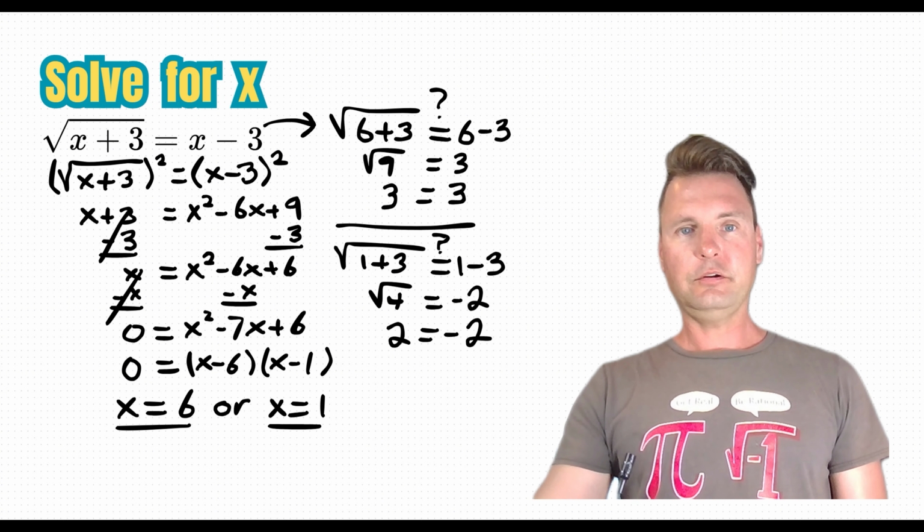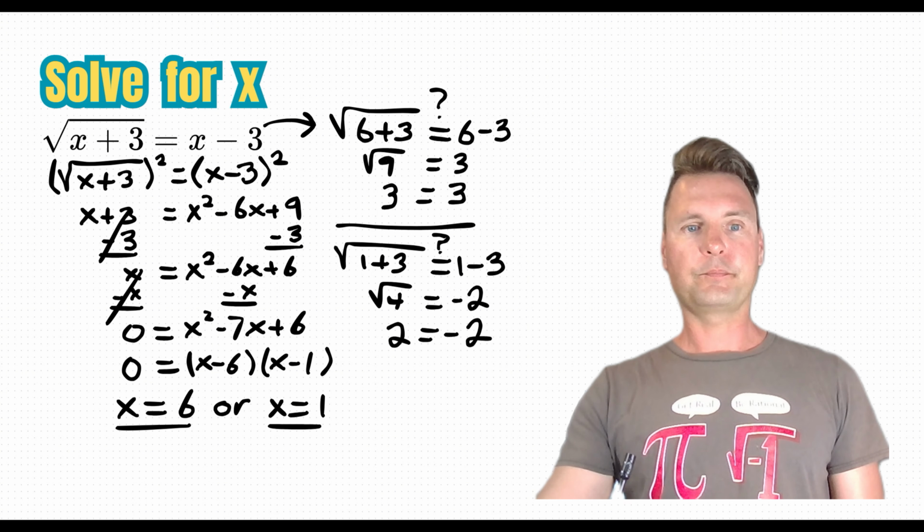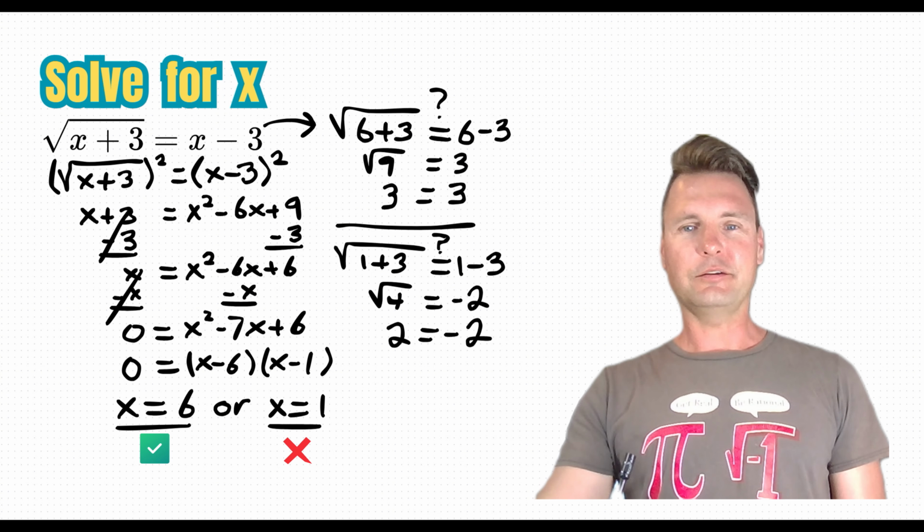So the final answer is x equals 6, and we have to throw out x equals 1. So that trap is confirmed. One solution survives and the other gets thrown out.